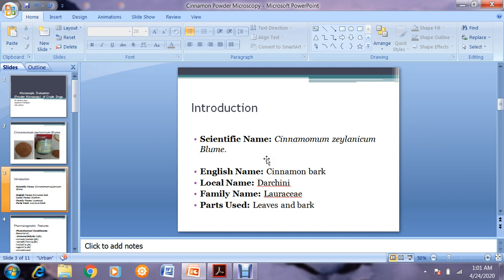Its scientific name is Cinnamomum zeylanicum Blume. In English it is known as cinnamon bark, while locally it is known as darchini. It is a very common, widely used food condiment in our daily routine, darchini. Then it belongs to the family Lauraceae, and its leaves and bark are usually used. Here the powder is taken from the bark of the sample, the bark is used.